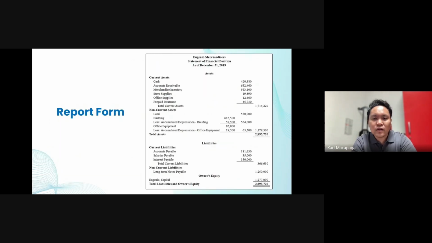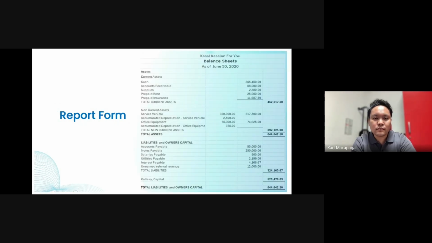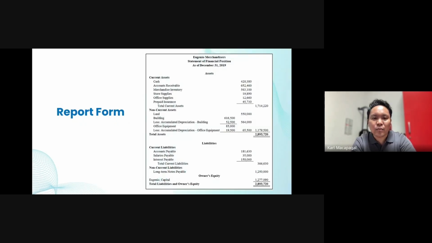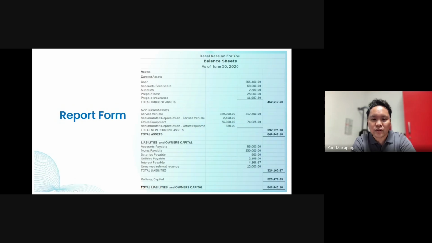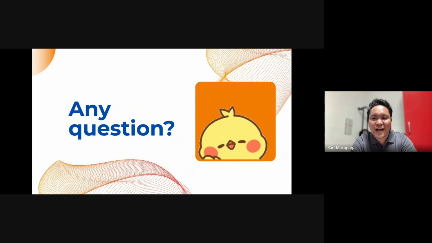Meanwhile, we follow the report form. The report form represents the assets first, followed by the liabilities and capital. The statement is reported in a vertical manner. This form is generally used when there are only few accounts involved. So this is the report form for the kasal-kasalan for you. Take note of our capital there, which is around 520,000 pesos.